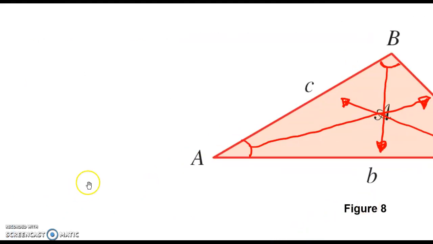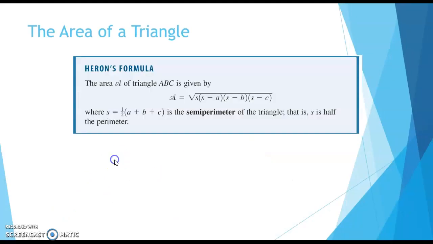The formula that we're going to use today is called Heron's formula. Once again, it allows us to find the area of an oblique triangle without having to find the height. It does use all three sides of your triangle. This formula states that the area equals the square root of s times s minus a times s minus b times s minus c.